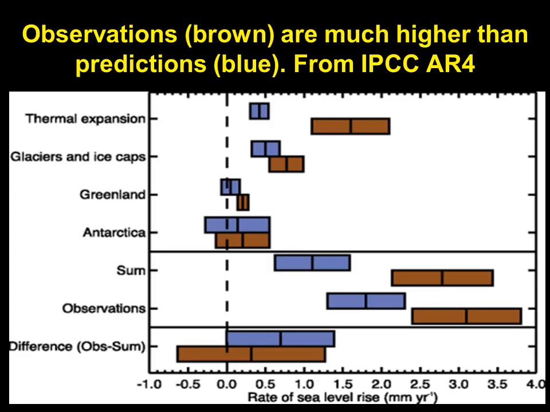And this graph's a little complicated. I don't want to spend a whole lot of time on it, but what I want you to notice is that the brown, which is the observations, are virtually always far to the right of what the predictions were. So the IPCC predictions were wrong. They were too conservative.